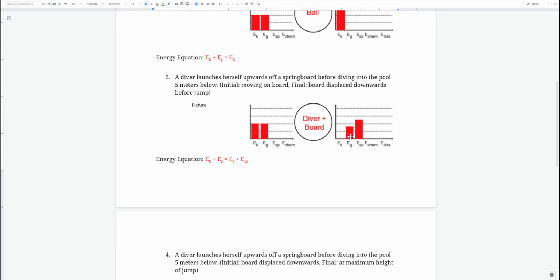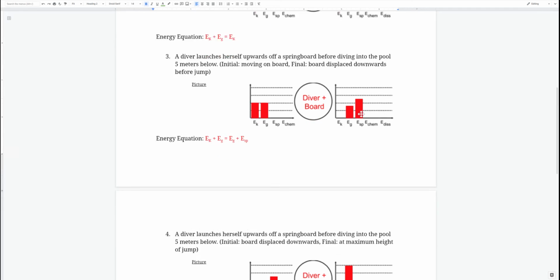Then, once the board springs downwards, notice how we just put a little less EG here, a little less than at the start. And that kinetic energy, she's kind of jumped up, and now the springboard is compressed down, so it's ready to launch her up. So her kinetic energy and that little bit of gravitational energy just becomes spring energy here. It gets stored in the board and it's ready to launch her up into the air. Our energy equation for this one, kinetic energy plus gravitational energy, just becomes gravitational energy and spring energy.